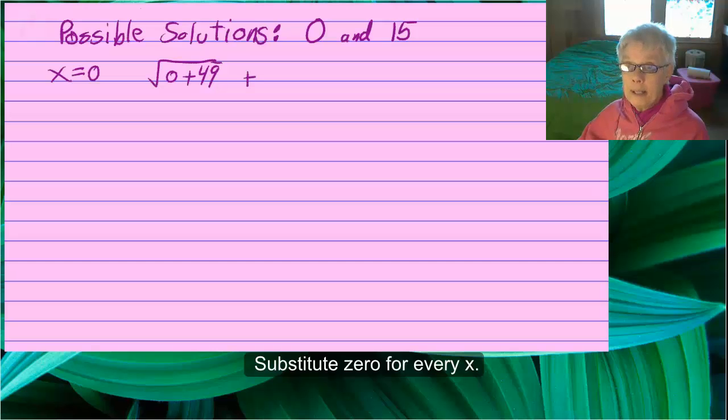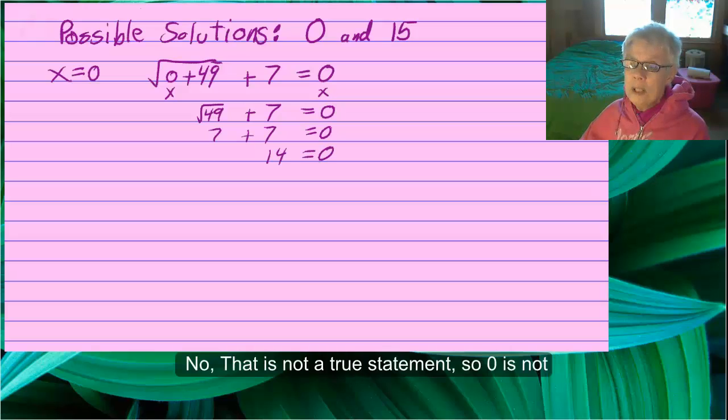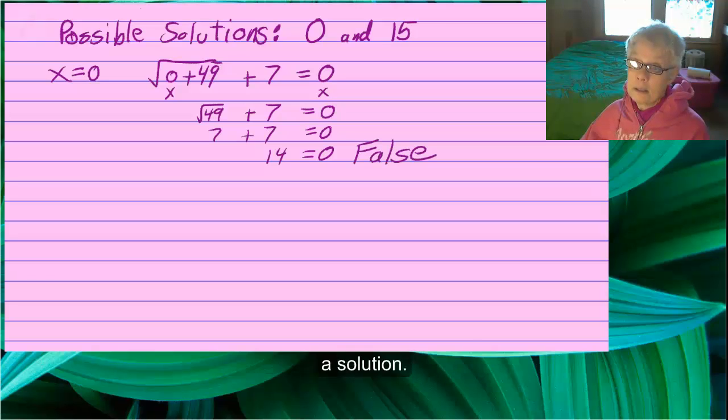0 plus 49, I'm testing x equals 0. The square root of 0 plus 49 plus 7 equals 0. Is this a true statement? I put 0 in for the x's. That will give me the square root of 49 plus 7 equals 0. 7 plus 7 equals 0. No, I don't think so. 14 equals 0 is false. So that means that 0 is not a solution.